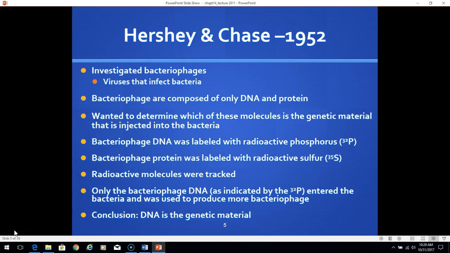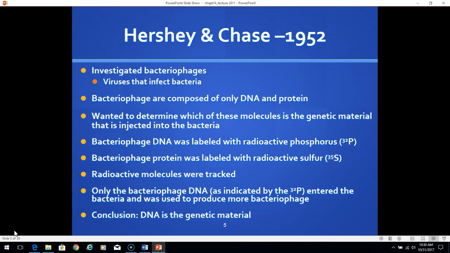Hershey and Chase came along about 30 years later, 20-some years later, and they were investigating bacteriophages. Now, bacteriophages are an interesting organism, not even an organism, it's a virus that infects bacteria. And again, from chapter 1, we learned that viruses are not considered alive because they don't have a cell. A bacteriophage is a particular type of virus that only infects bacteria. Nature is weird. So bacteriophages are only made up of DNA and protein.